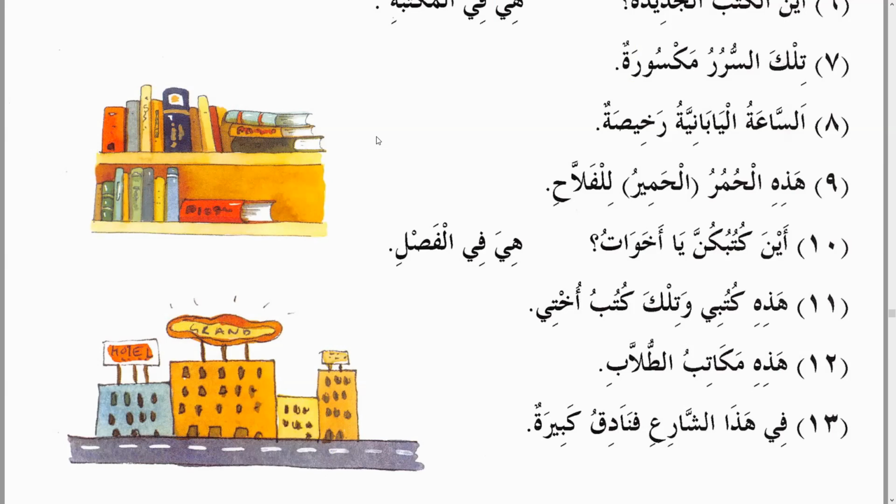How do we use the word from? Question. As-sa'atul yabaniyatu rakhisatun. From Japan. Min al yabani. We'll use min. But we are not talking that the watch is from Japan. We are saying the Japanese watch. It's an adjective. If you want to say from Japan, we'll say as-sa'atu min al yabani. This watch is from Japan. We'll use min.